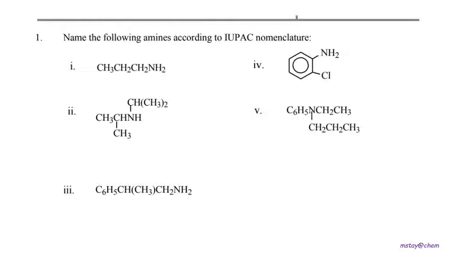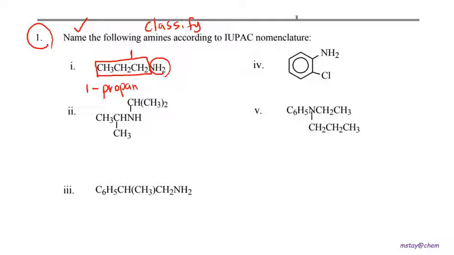Okay, now let's proceed with tutorial question number 1. We need to name the amine, then also learn how to classify the amine. First structure: this one has the longest carbon chain, consisting of 3 carbons, and the amino group is attached to the first carbon, so this will be known as 1-propanamine.